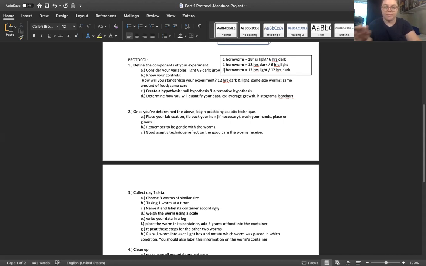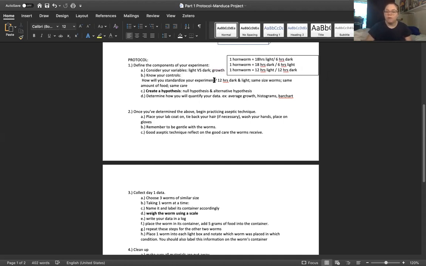Growth. So your dependent variable becomes growth, meaning that over time, and depending on which light or dark condition, there's a certain growth that happens in that organism. And that's what we're going to be looking at, right? And then knowing your controls.